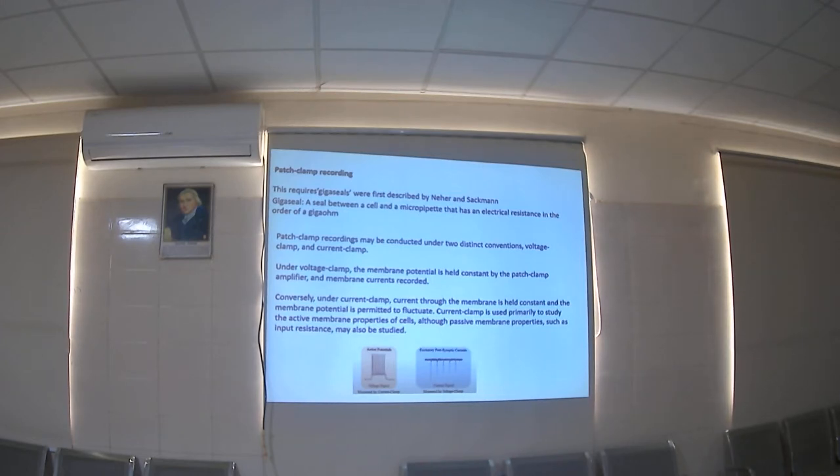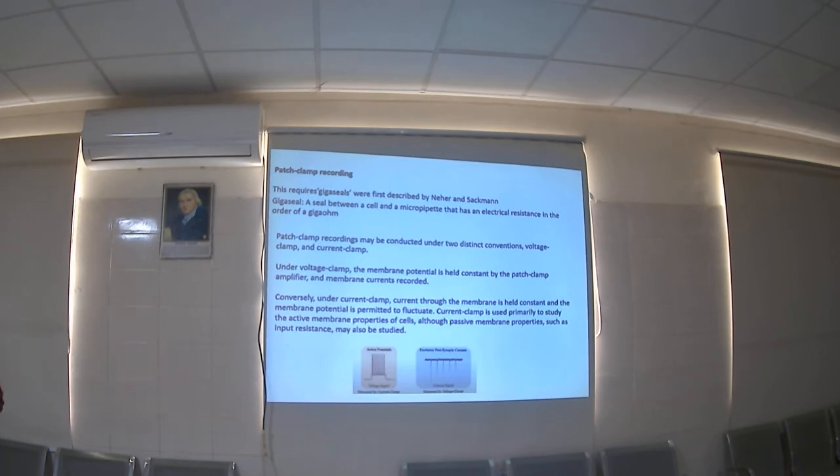This is a giga seal, which was described by the scientists Neher and Sakmann. A giga seal is a seal between a cell and a micropipette that has an electrical resistance in the order of a gigaohm. So I'll show the diagram.